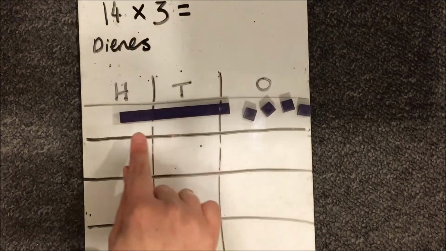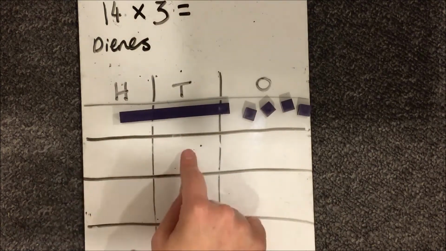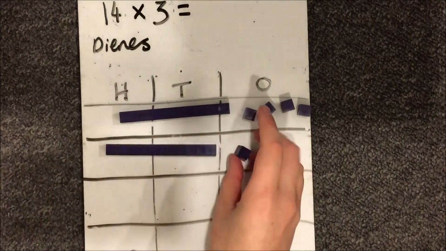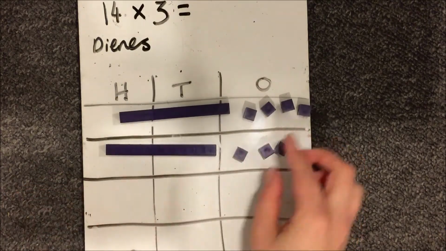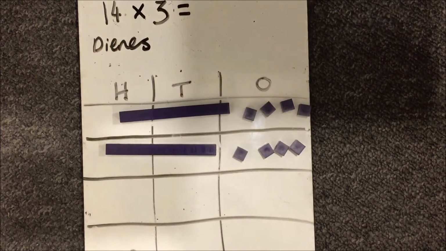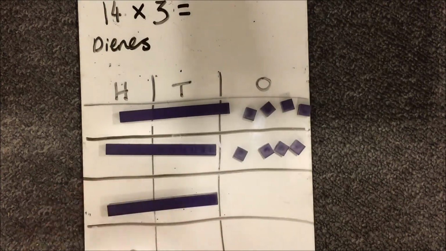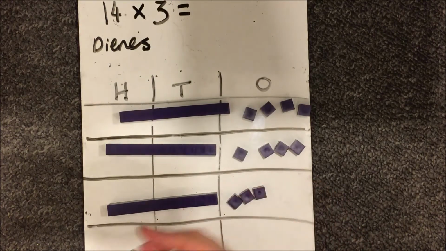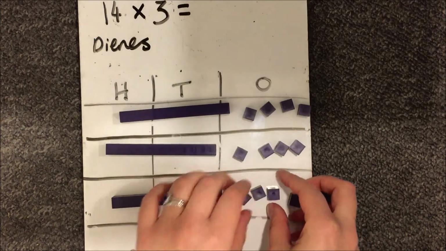But I need 3 groups, this is 1 group. My next group, we go down a row, 10, switch, 11, 12, 13, 14. That's now 2 groups of 14. Let's do 1 more group, 10, switch, 11, 12, 13, 14.